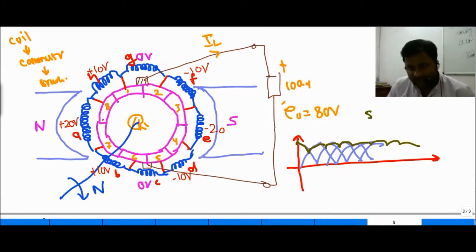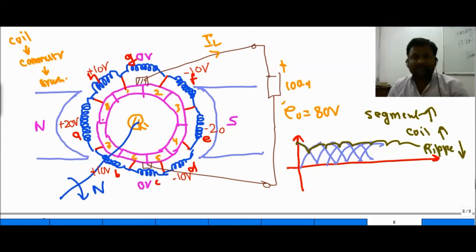Whenever the number of commutator segments increases, the coils increase, and then the ripple goes down. This is the main objective of the commutation. So in a DC generator or a DC motor, the number of commutator segments should be maximum, a very large number. Otherwise, there will be a DC ripple, which is unnecessary and generates harmonics. So from the commutation point of view, the number of commutator segments should be as large as possible. If the segments are large, then the number of coils should increase. That is a different issue, but the commutator segments should be very large.